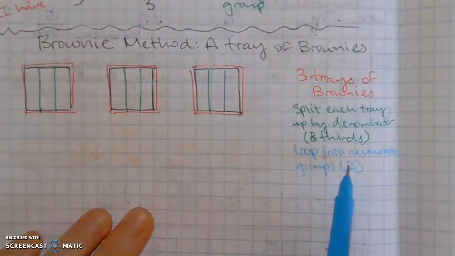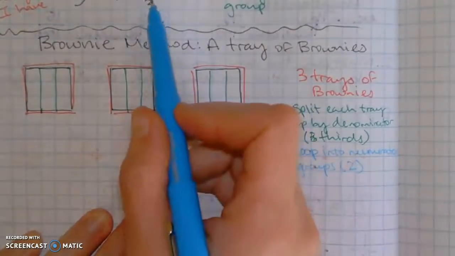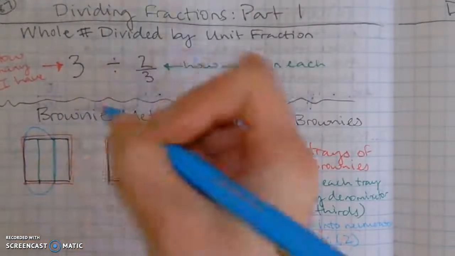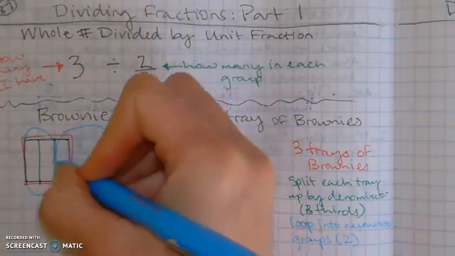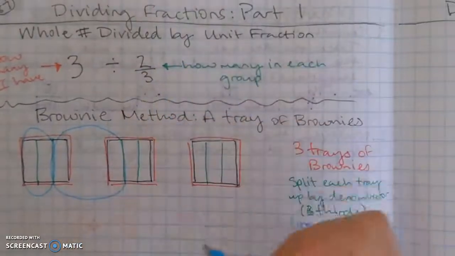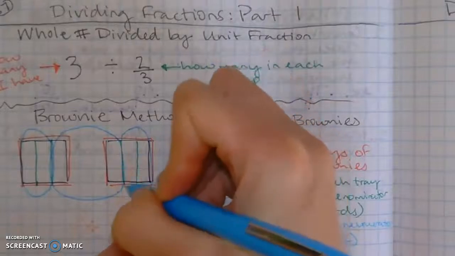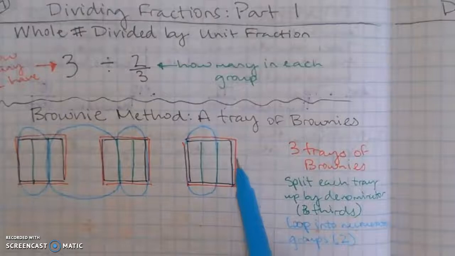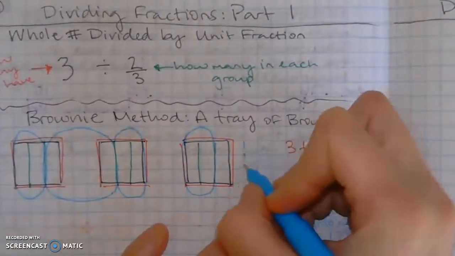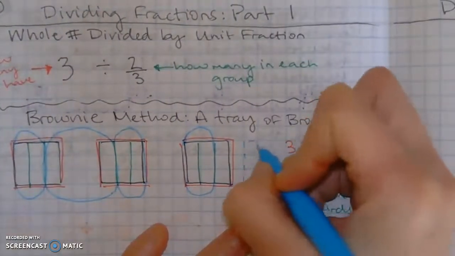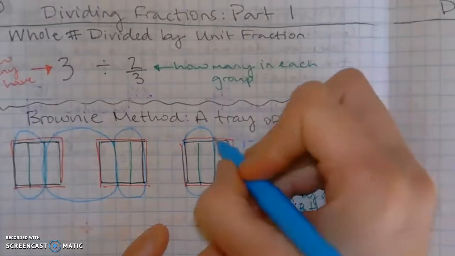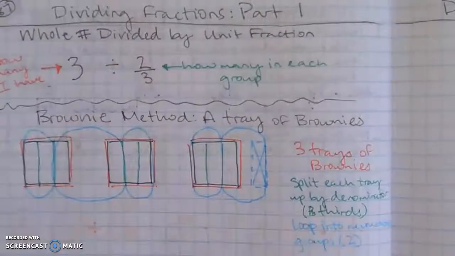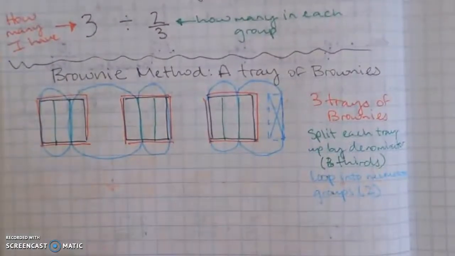So now I'm going to loop the thirds into groups of 2 because that's my numerator that I had up here. So I'm going to do 2 here. I'm going to skip over to my next tray, 2 there, 2 there, 2 there, and then I'm missing 1. So I'm just going to do a like, oh, if I had 1 more right here, that would be my 2, even though it's not there. So this doesn't really count, but it shows me part of a fraction, okay?